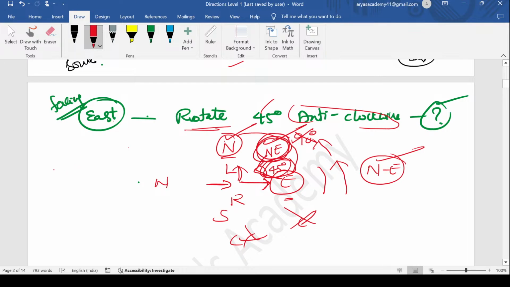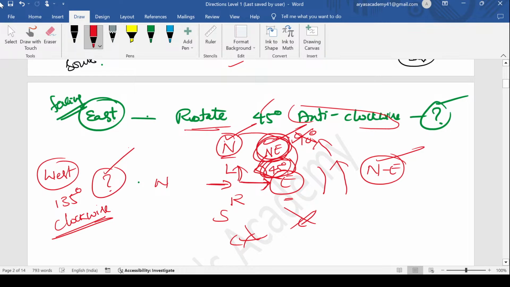So my next question is, you are facing west, and you will rotate 135 degrees clockwise. Which direction will you be facing? You are facing west, it is very clear, right? You are facing west and you have to rotate how much? 135 degrees, and that too in the clockwise direction. So you will be at which point?